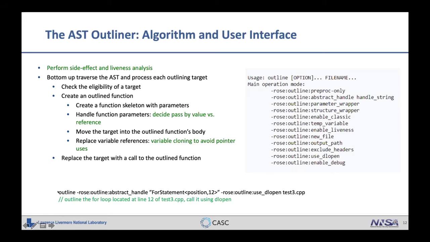So users can run our tool with all those different command line options to tailor the internal behavior of the outliner. For example, there are many ways to pass variables into the outliner function. You can pass them one by one, or you can package those variables into some arrays or data structures, so you just pass the array or data structure instead.